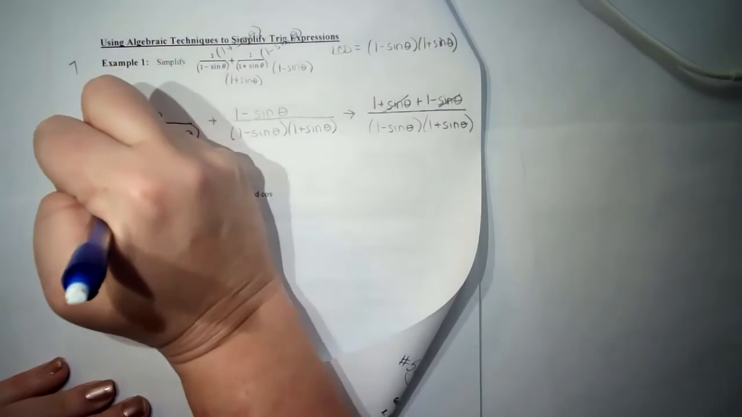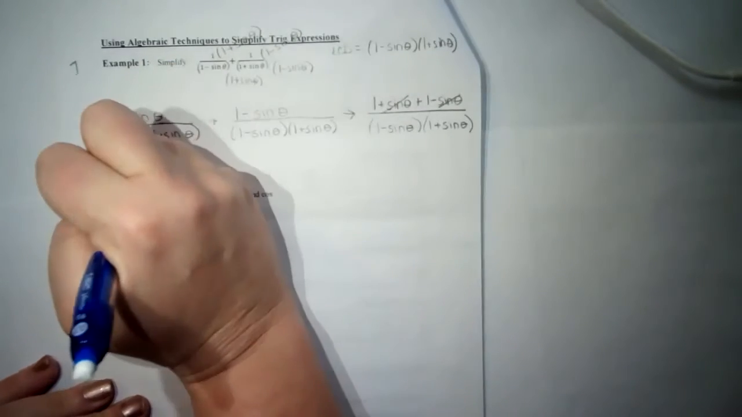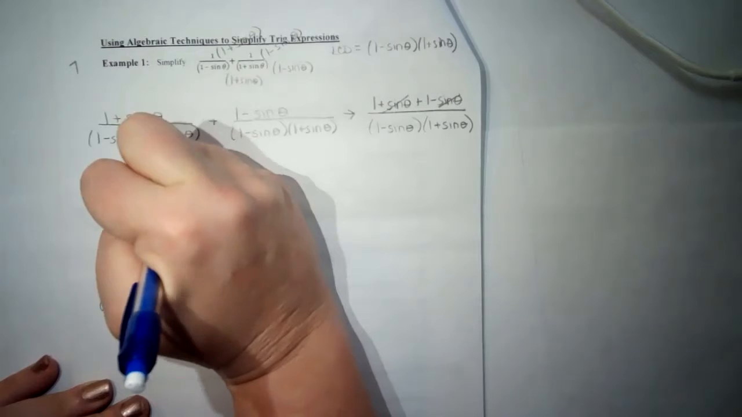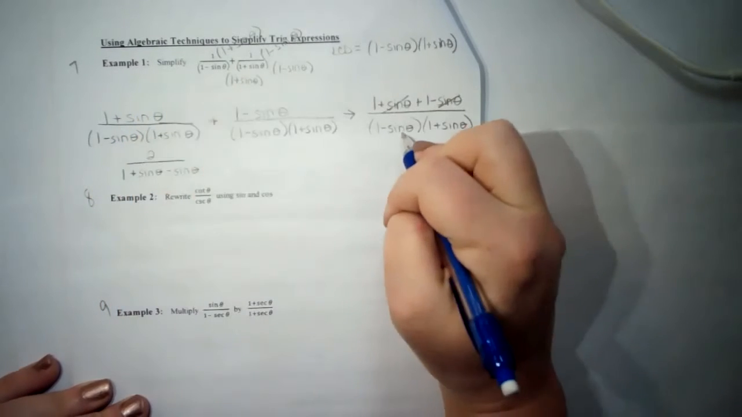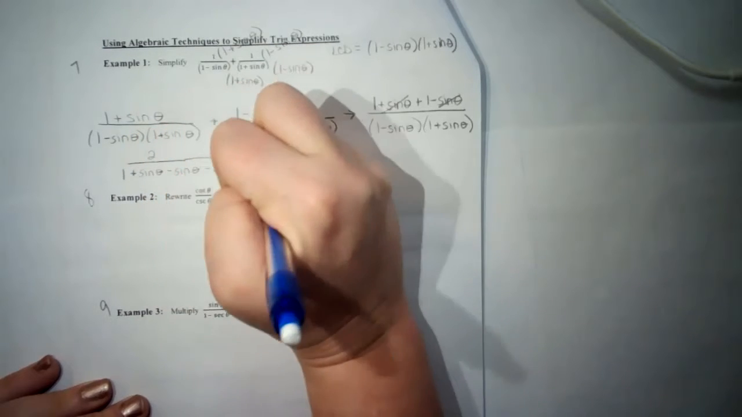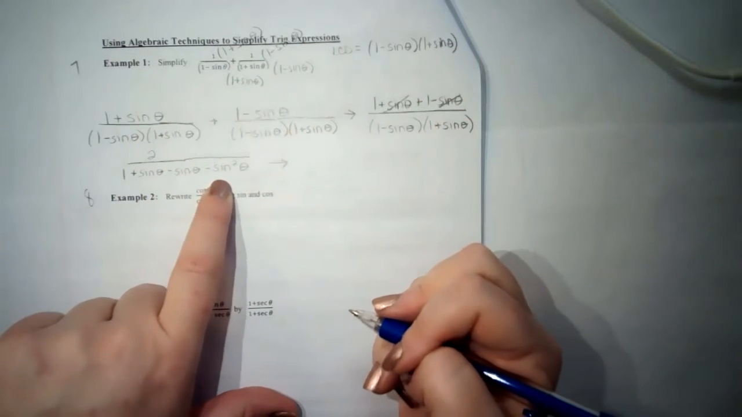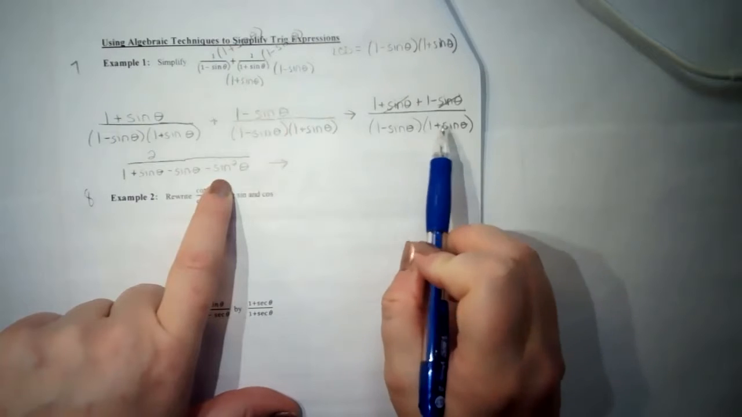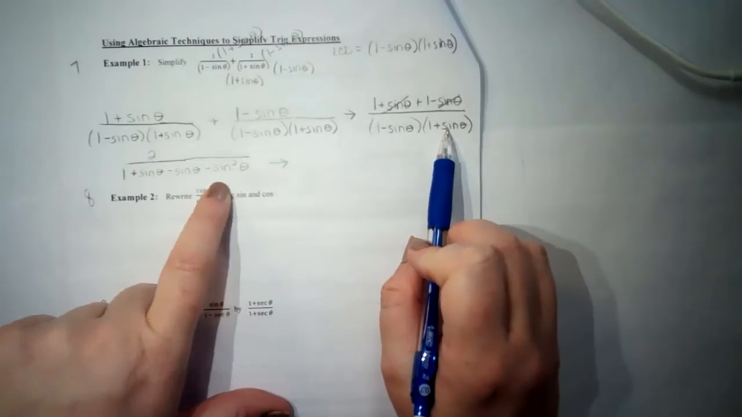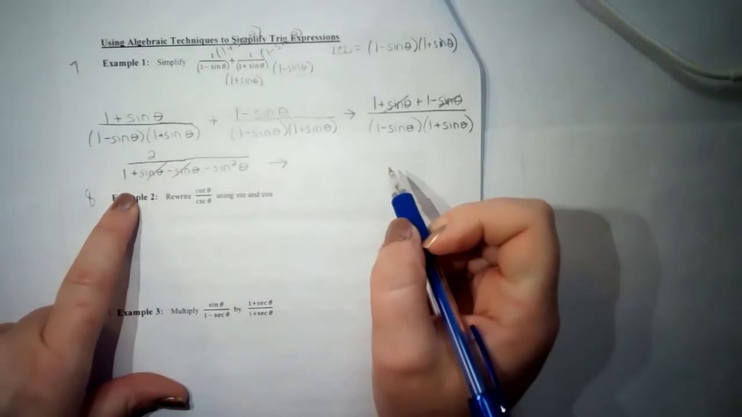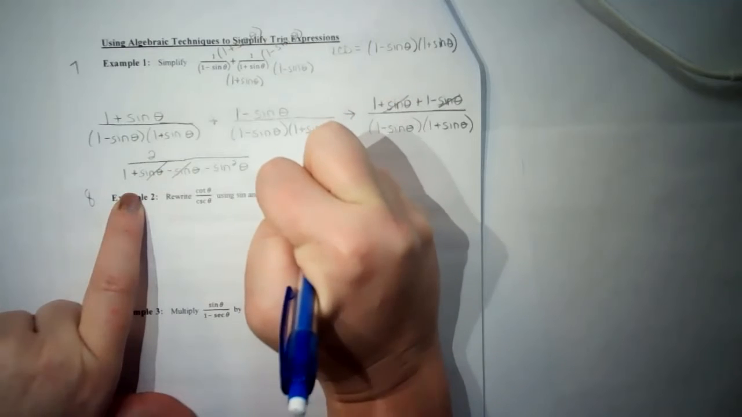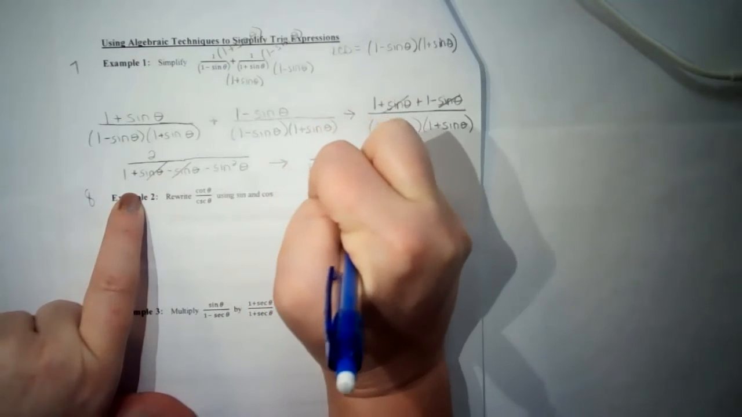So 1 times 1, 1 times sine theta, negative sine theta times 1. Oh, those are going to cancel. Beautiful. And minus sine squared theta. Be careful now. Remember where your squared goes. Your squared doesn't go on the theta. Your squared goes on the word. When I multiply these together, I'm going to get minus sine squared theta. Okay. These are going to cancel. And I'm going to get 2 over 1 minus sine squared theta.